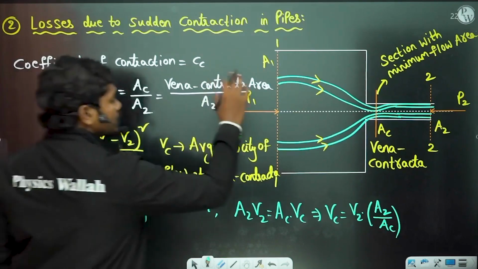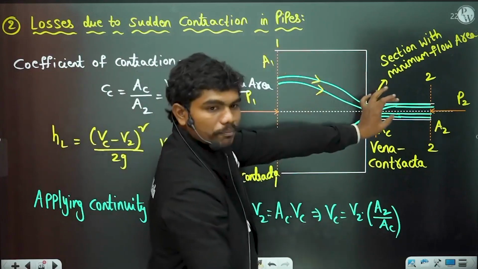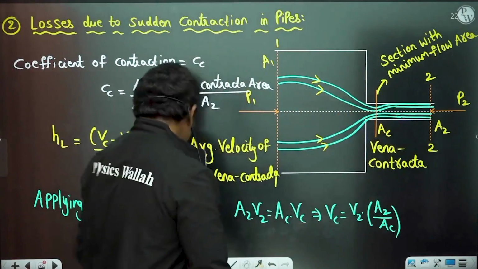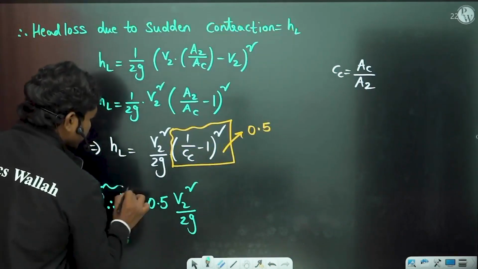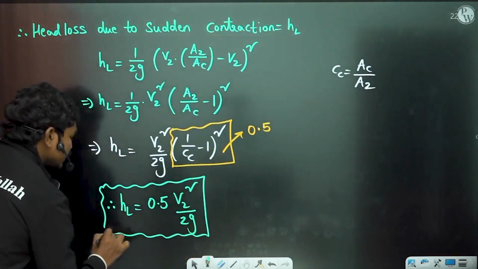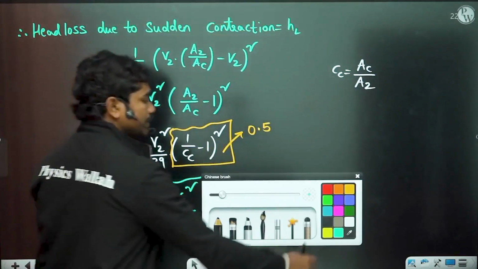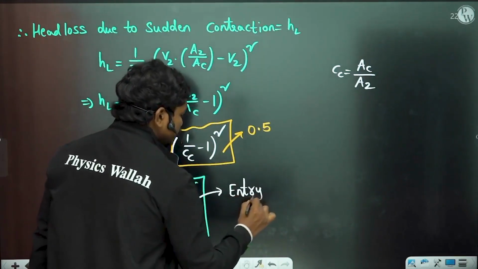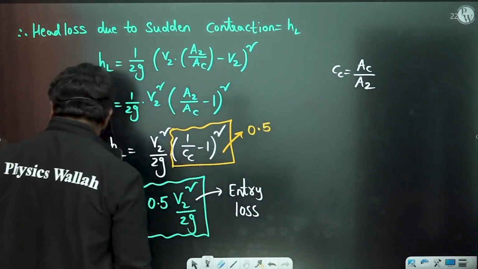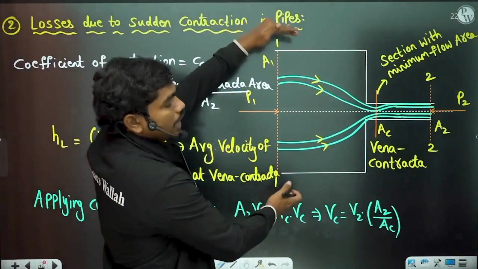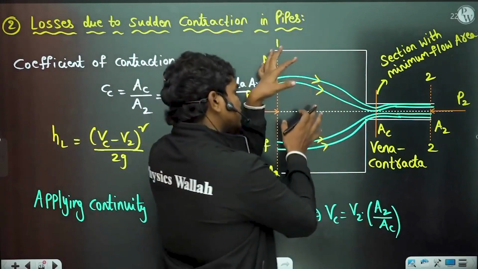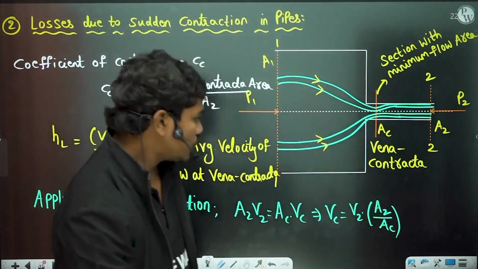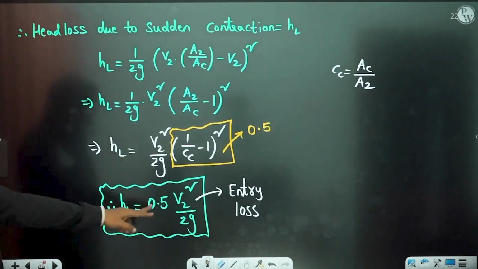Okay, so whenever there is some big tank and the fluid is entering into some pipe, then the entry loss is given by half of the kinetic head in the pipe, so 0.5 times V2 square by 2G. Whenever the areas are very large, this loss is basically called the entrance loss or the entry loss. This is called entry loss because, whenever the diameters are very large, it is like fluid entering from some reservoir into a pipe. In such cases this value is 0.5.